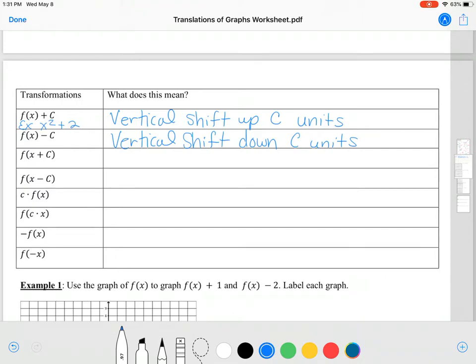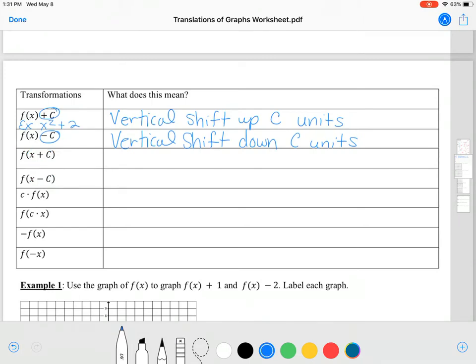So if I had x squared minus c, that means I would take the x squared function and bump everything down 2 places vertically. Now notice that the plus and the minus c is on the outside of my function. I'm adding it to the entire function. When I add a value to x or subtract a value from x, that is when I'm doing horizontal shifting. So you got to be able to recognize the difference.